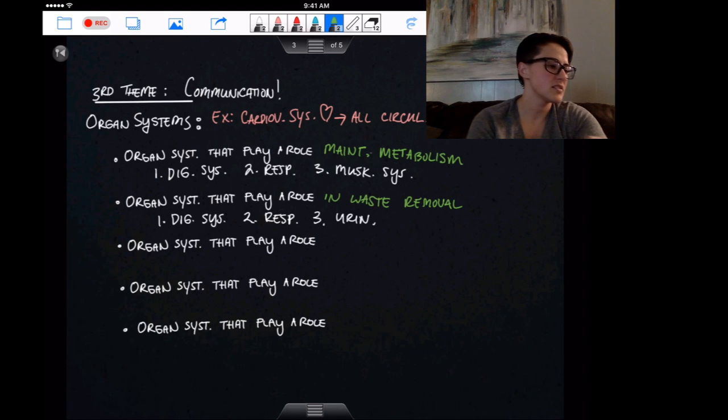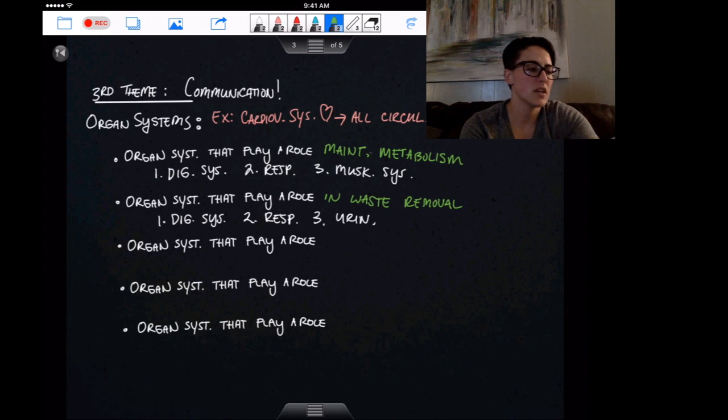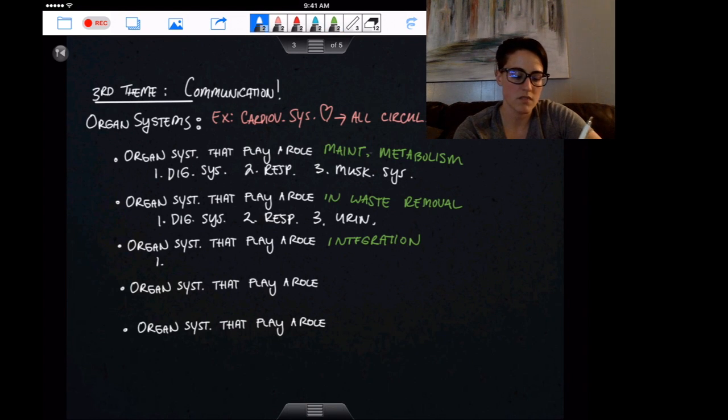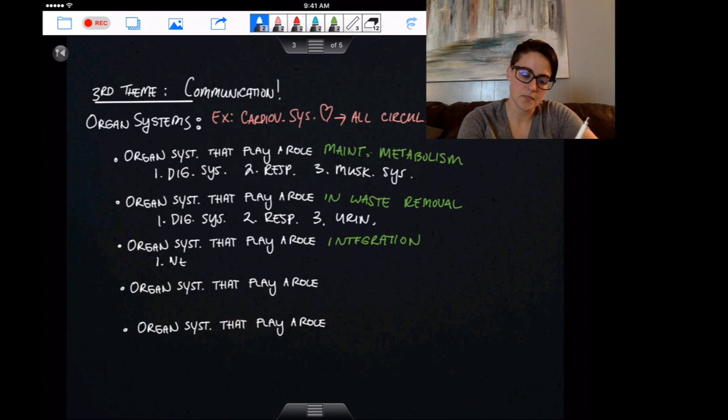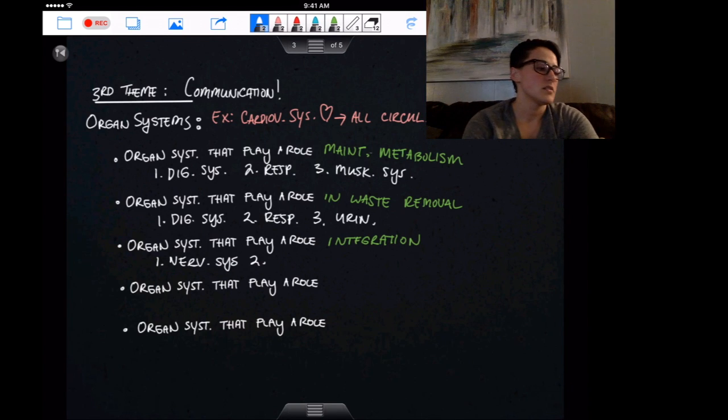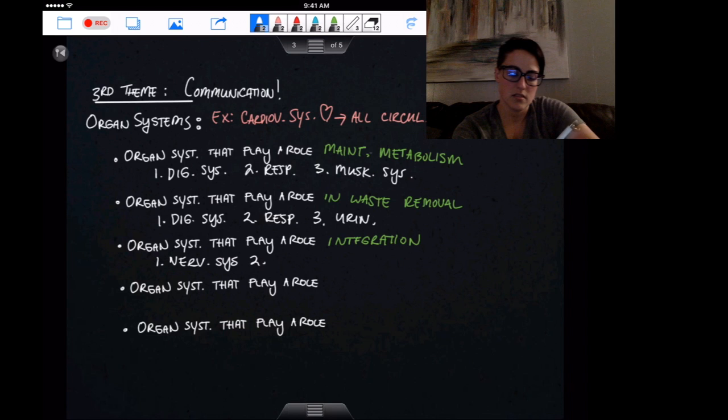Okay, another organ system. An organ system that plays a role in coordinating and communication. So an integrator. So we'll write an organ system that plays a role in integration. And remember, integration is coordinating and communication. What's the first one that comes to mind here? The nervous system. The second one should be the endocrine system.